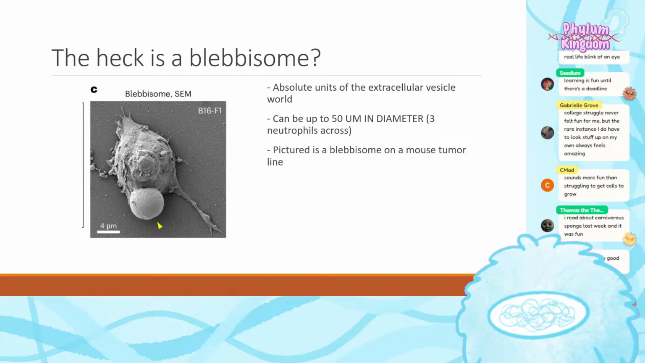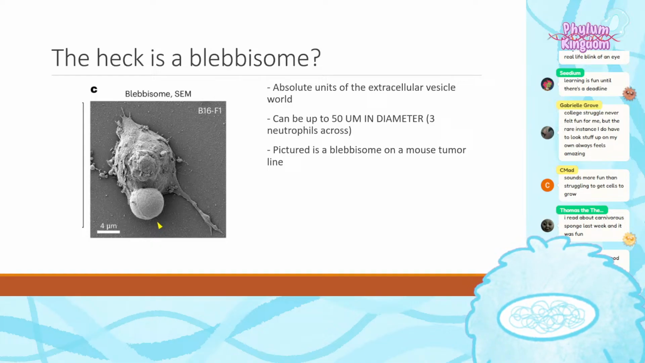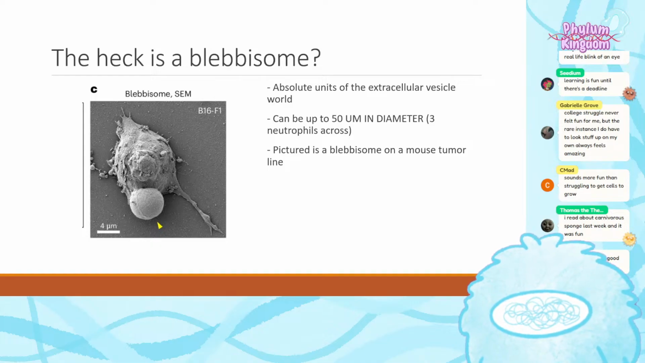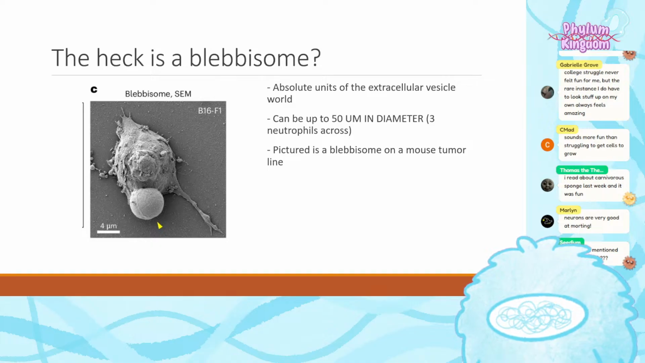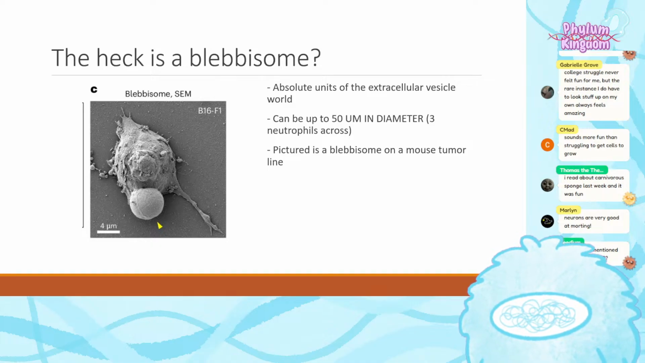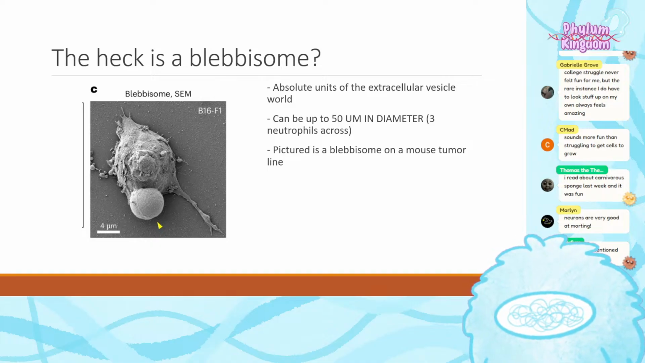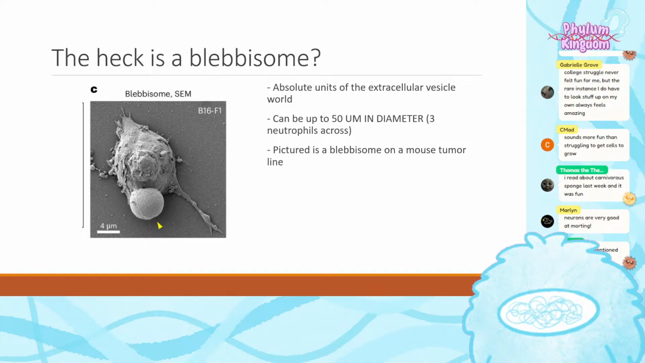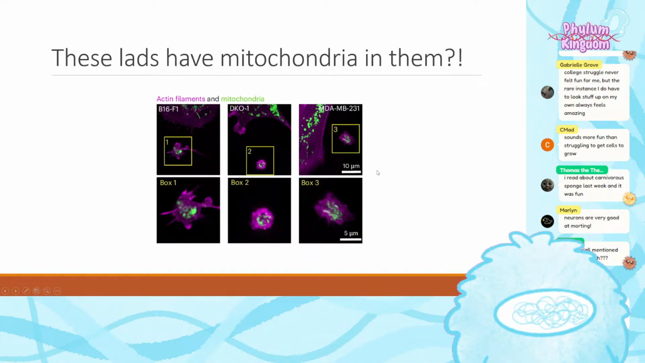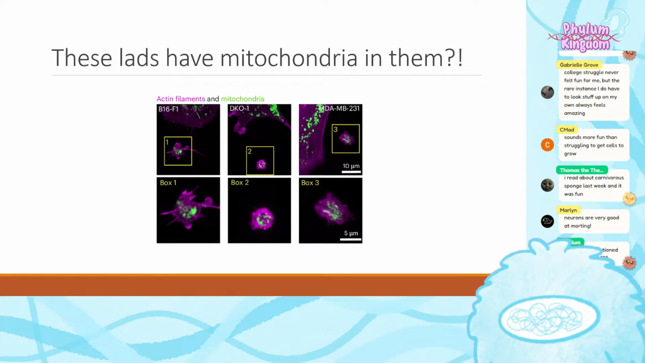For context, the large extracellular vesicles, the LEVs that I mentioned in my neutrophil video, those are a micron in diameter, and I already called that pretty big for a neutrophil. These are absolutely gargantuan, huge. So what are some properties about these blebosomes?